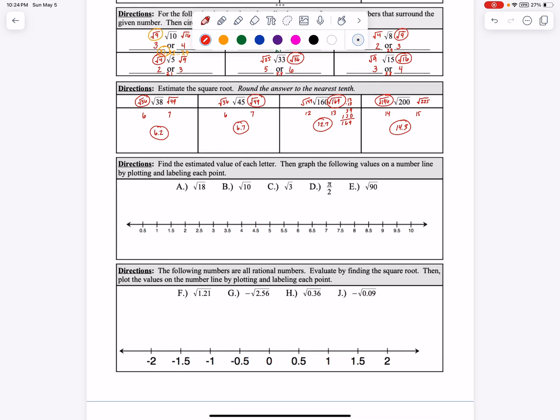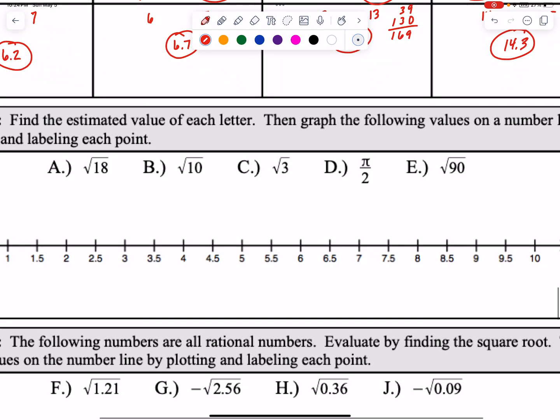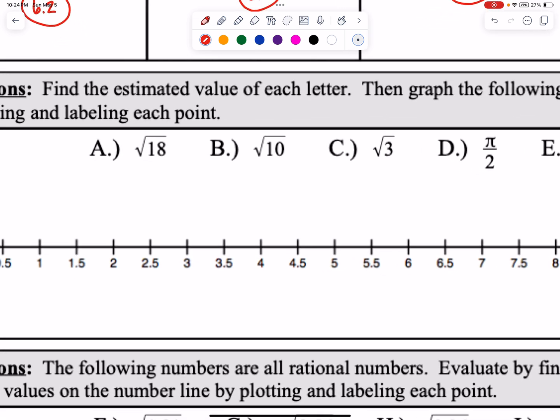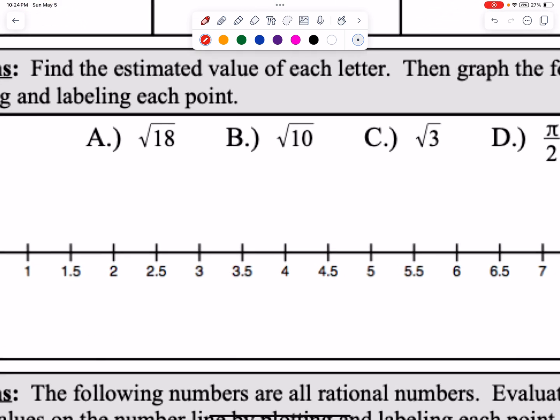All right. So the last part of this is find the estimated value of each letter, okay? And I want you to try to do it without a calculator, because it is estimating, okay? So just do your best. We're creating decimals here. So square root of 18, we know 4 times 4 is 16, so I'm doing my same little notes here. 5 times 5 is 25. We're definitely closer to 16, so my guess for this is 4.2 is what I think that is.